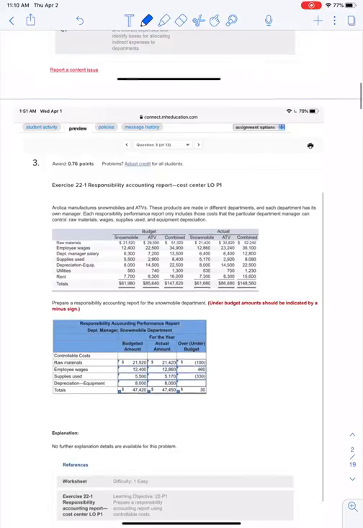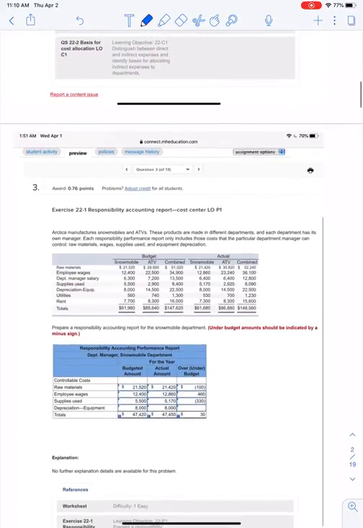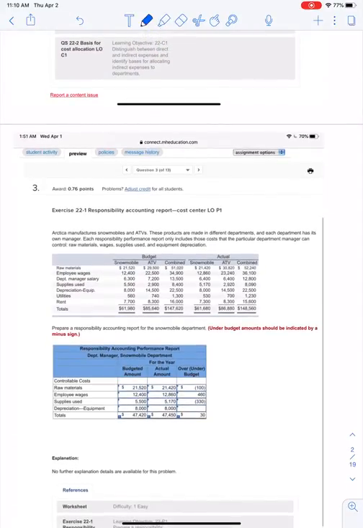So now we're going to move on to number 3. What we're going to look at on number 3 is a responsibility accounting report. What we're going to see here primarily is, how did we do? And how is our budget? Right? That's really what we're going to look at here. The first thing we're looking at is what are called controllable costs. These are things that fall within the purview of the actual manager.